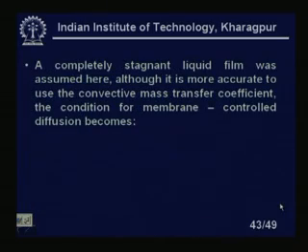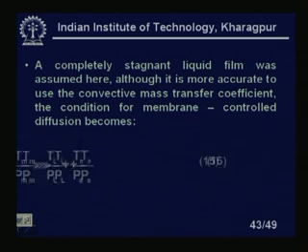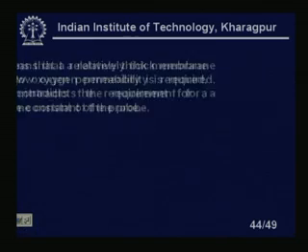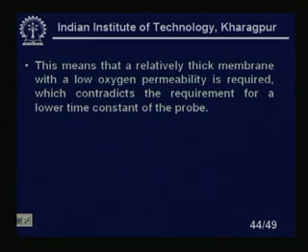A completely stagnant liquid film was assumed here, although it is more accurate to use the convective mass transfer coefficient, which becomes more complicated. The condition for membrane control diffusion becomes that Tm by Pm is much greater than TL by PL plus Te by Pe, equation number 15. This means that a relatively thick membrane with low oxygen permeability is required, which contradicts the requirement for lower time constants of the probe.